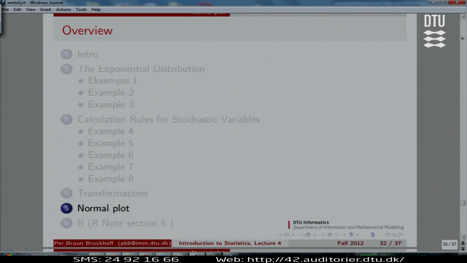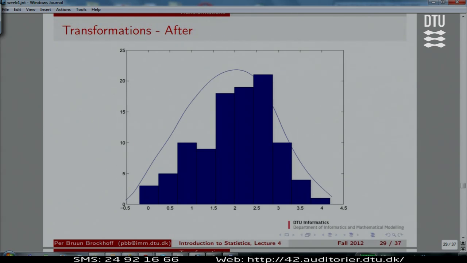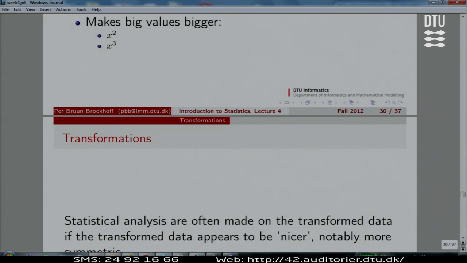The idea of a normal plot, if I may jump back to my slide here. Let me try. That's not the way to do it. Sorry about this.